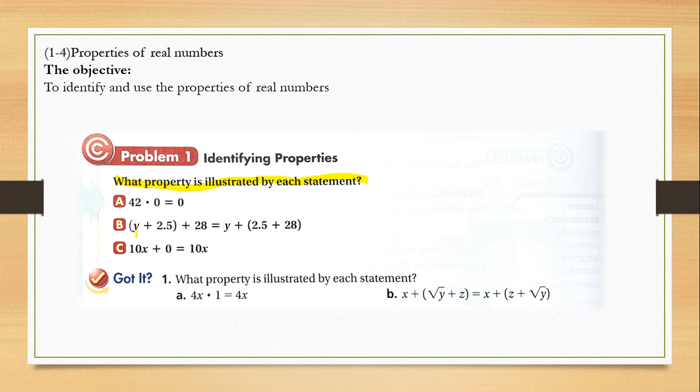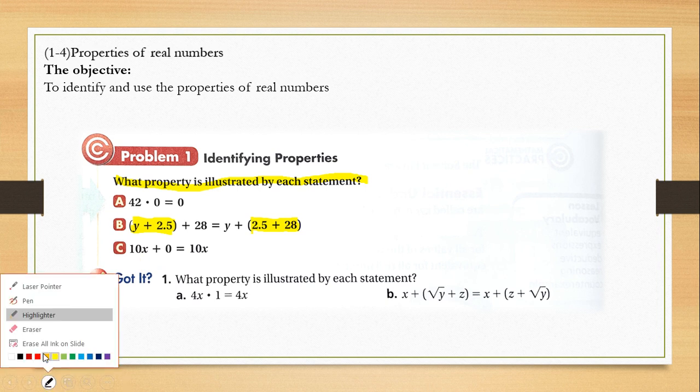Next, you have y plus 2.5 plus 28. Here, they grouped this part and changed the grouping between them. Changing the grouping means the associative property of addition, because between them it is all addition. Now, the last one, 10x plus 0, is 10x. So that is the identity property of addition.